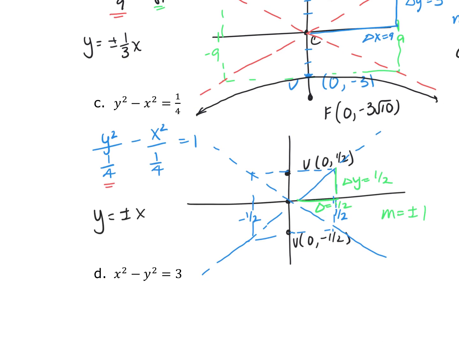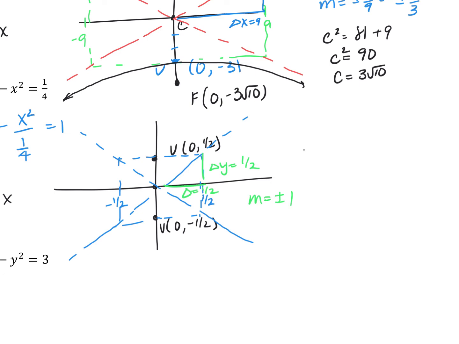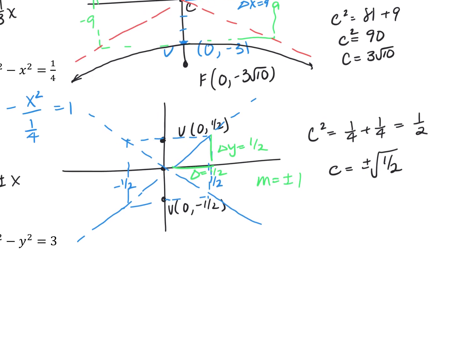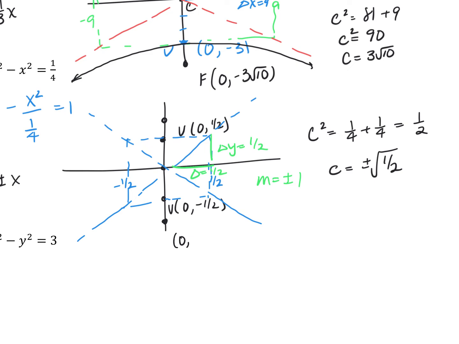We like that. Last thing I need to do is find my foci. So I need to find c squared. C squared is going to be 1/4 plus 1/4, which is 1/2. So c is going to be plus and minus the square root of 1/2. So my foci is going to be here and here. And we know we can rationalize this, so my foci are (0, negative square root of 2 over 2) and (0, square root of 2 over 2).